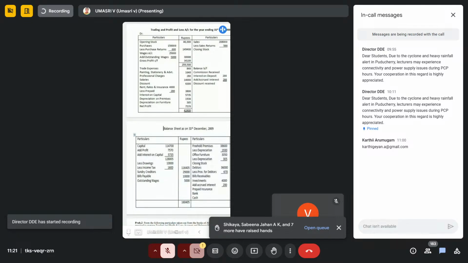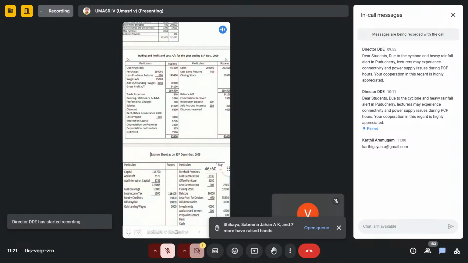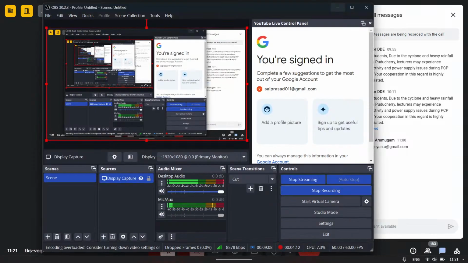While we are preparing this statement, you have to keep in mind what items are given in your trial balance.